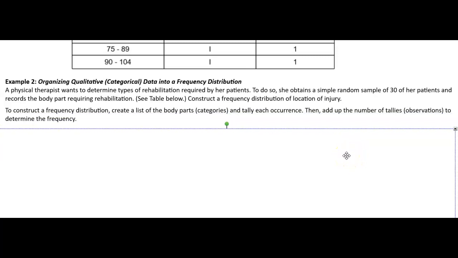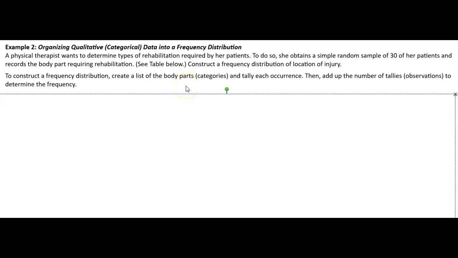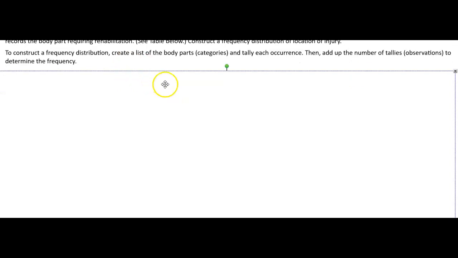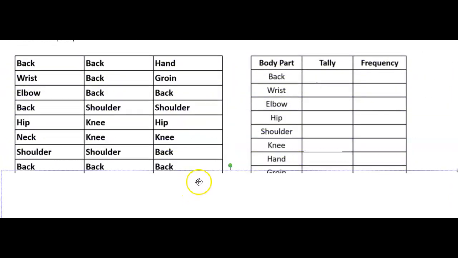Now, we're going to construct a frequency distribution of location of injury. To construct a frequency distribution, we want to create a list of the body parts, categories, and tally each occurrence, then add up the number of tallies, observations, to determine the frequency. So in this case, this is what we have. We are given the following.